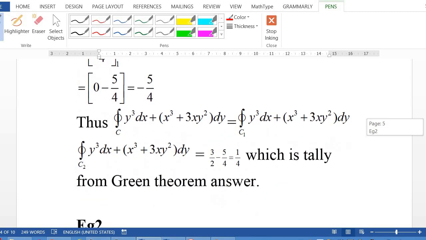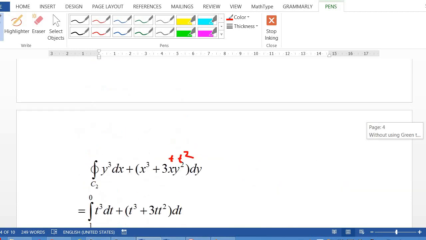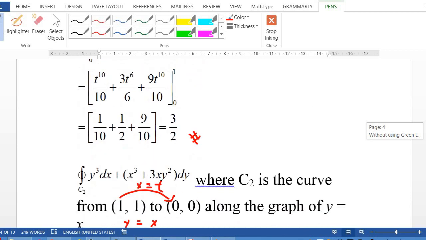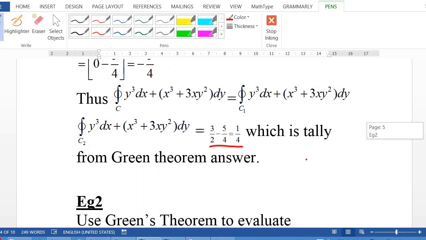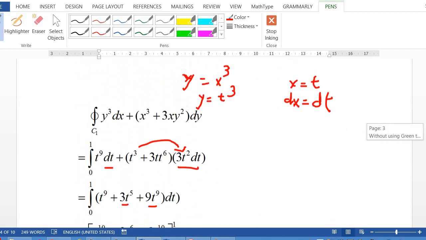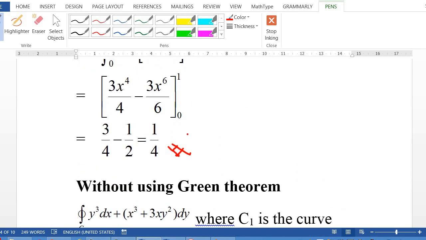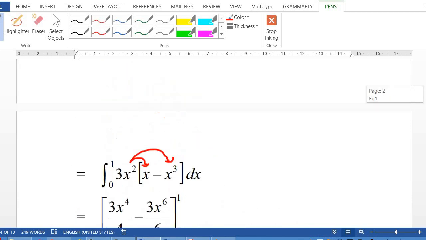Hence, the line integral on curve C, which is along the curve C1, which is y equal to x cubed, and along curve C2, which is y equal to x, add up the answers. On curve C1, just now we obtained 3 over 2, and on curve C2, we obtained negative 5 over 4. So the total is 1/4, which tallies with the result obtained from Green's theorem. This is using Green's theorem, 1/4. So in this example, we purposely show you.